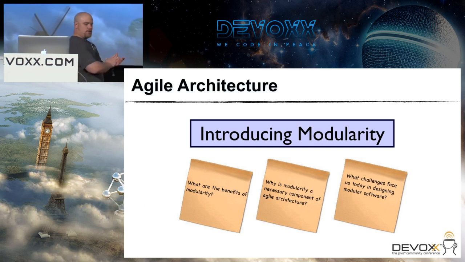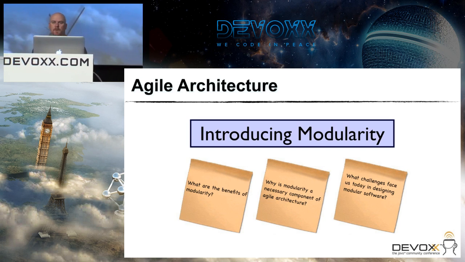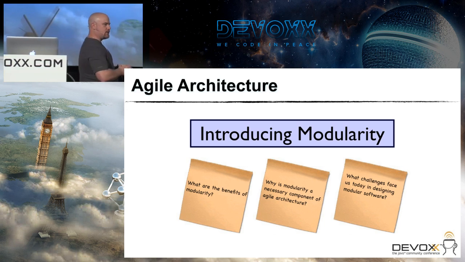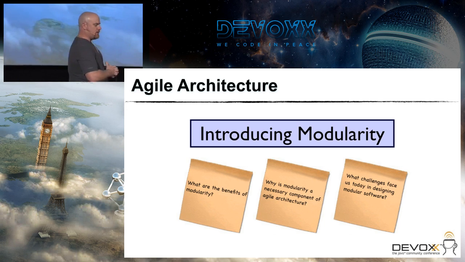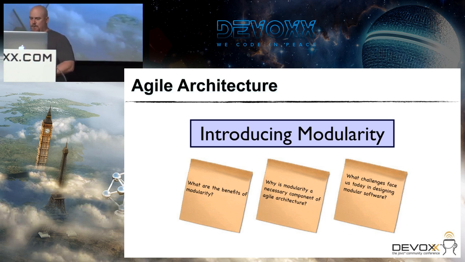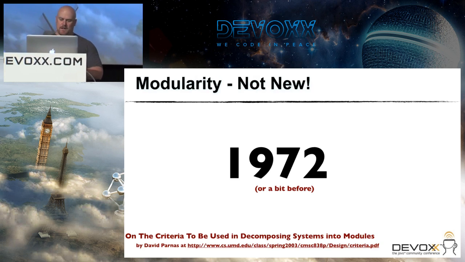So let's get started, introducing modularity. What are the benefits? Why is modularity a necessary component of agile architecture? On Wednesday, I'm going to talk about this idea of architecture all the way down. We're going to explore that briefly here today. And then, what challenges face us?